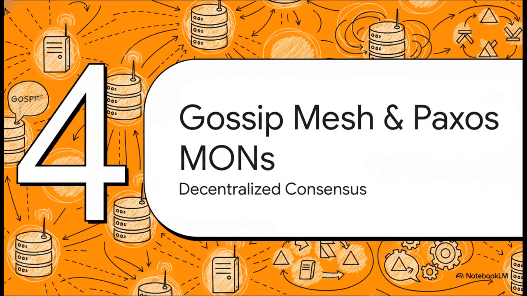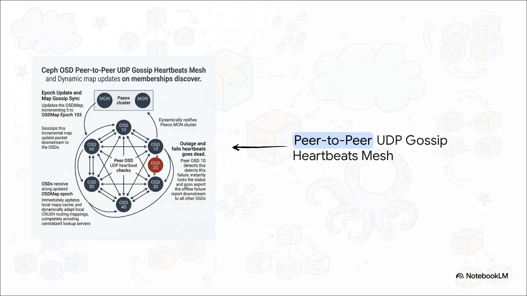All right, Section 4, gossip mesh and Paxos-backed decentralized consensus. Let's step up to the network layer. How do all these isolated masterless nodes, what we call object storage daemons, or OSDs, actually coordinate globally without a boss telling them what to do? Well, every OSD daemon maintains continuous, non-blocking UDP heartbeat checks directly with its active peer neighbors. And why UDP? Because it bypasses heavy socket lock queues.